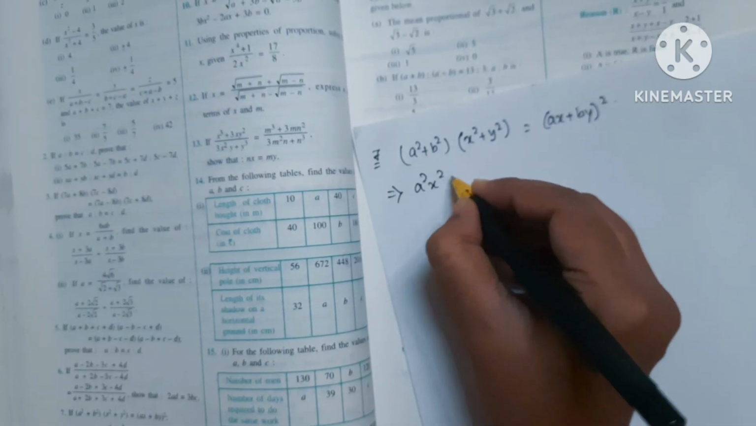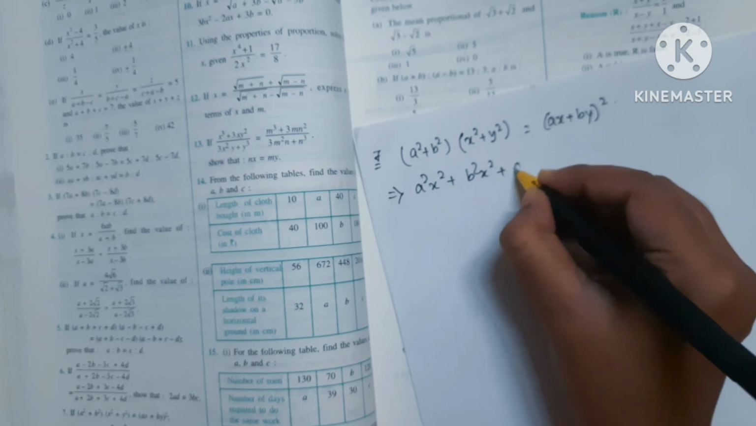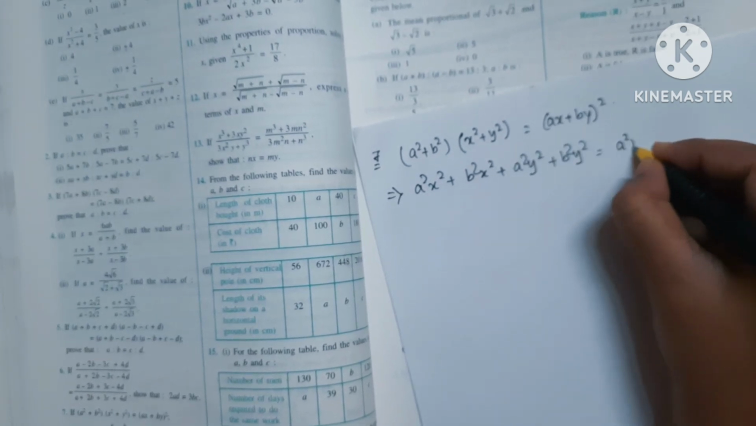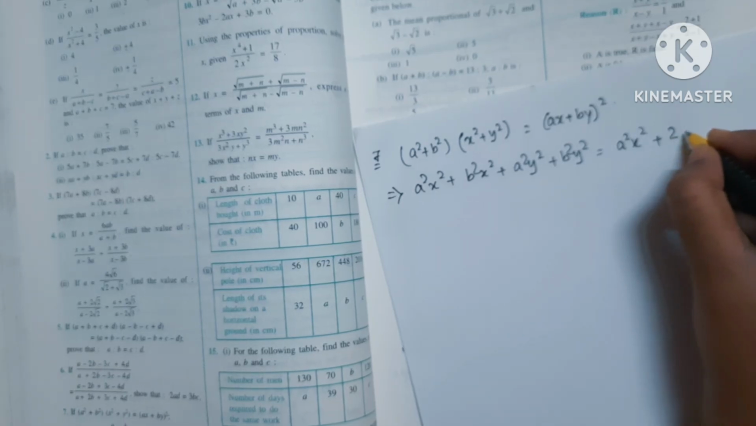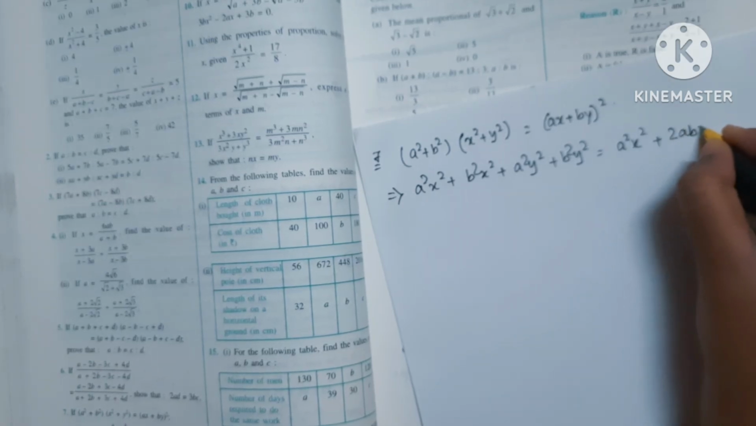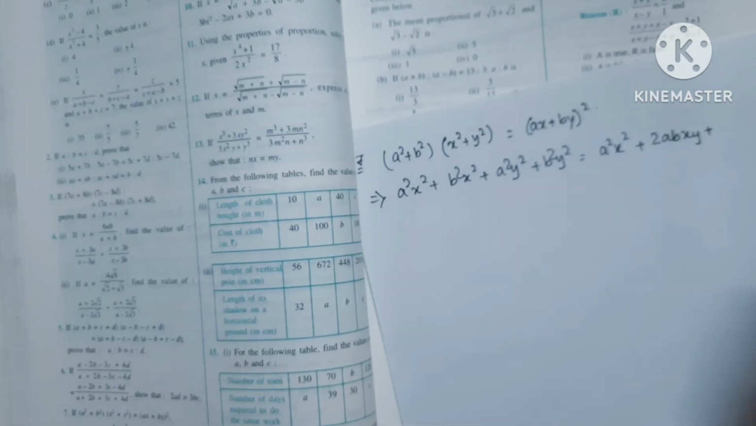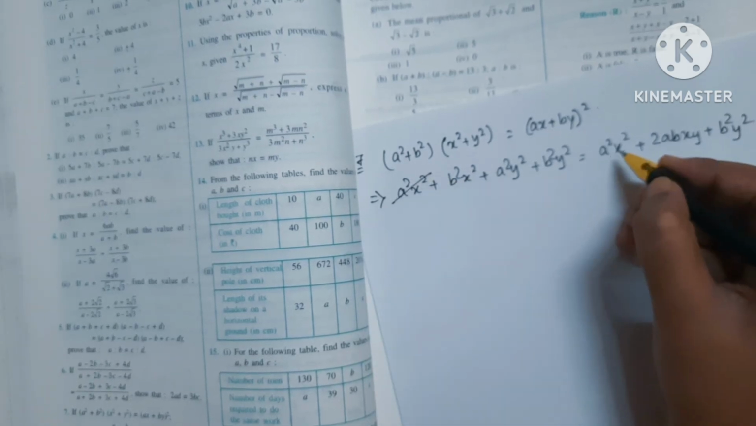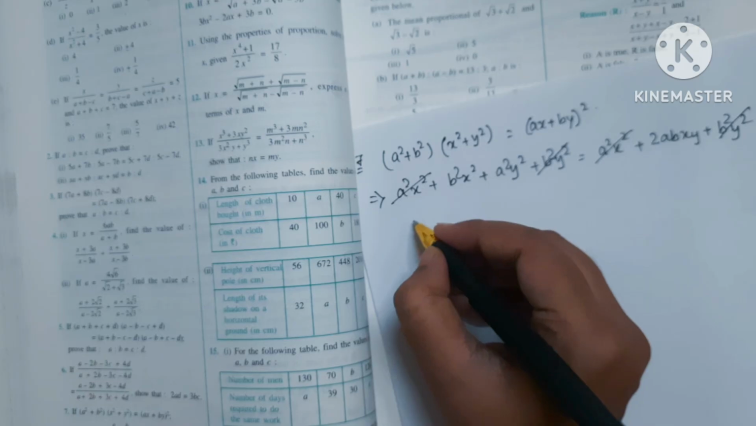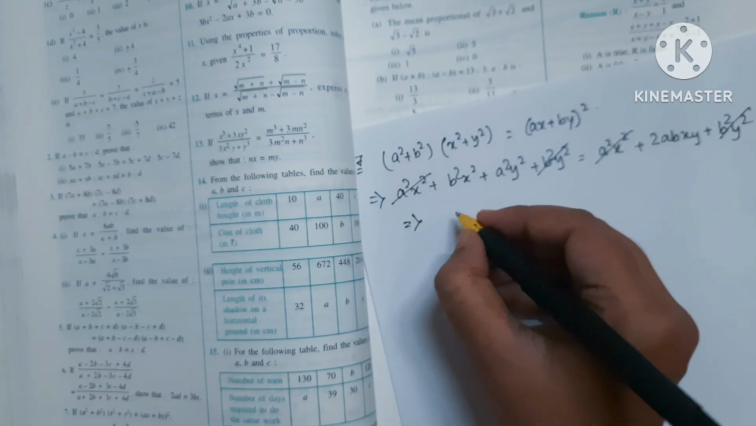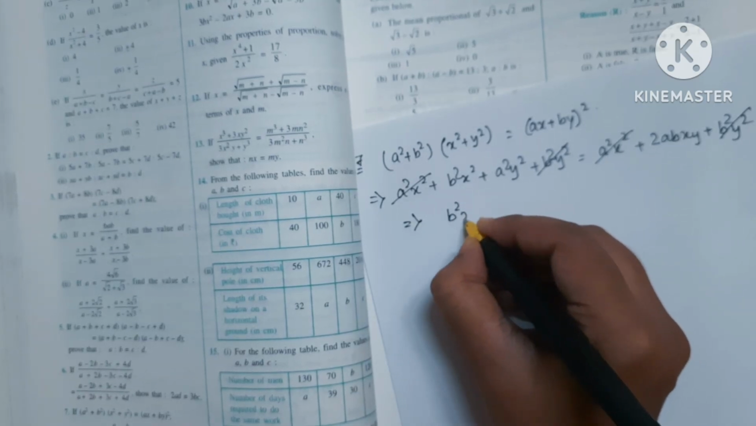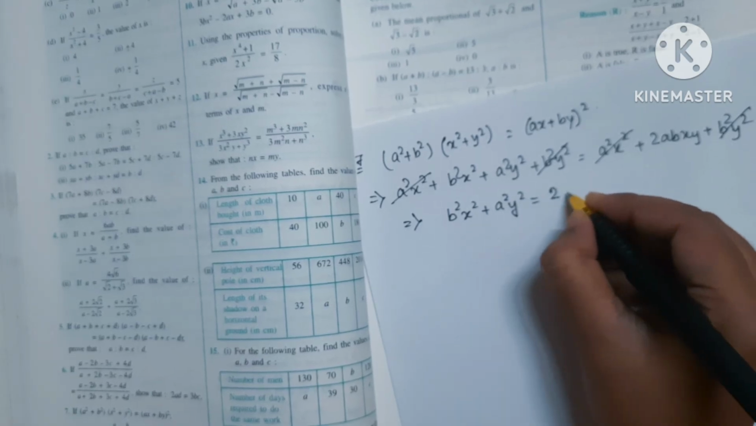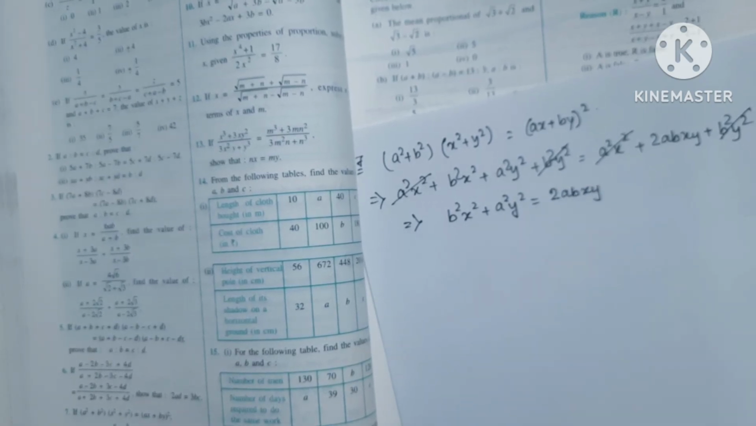a square x square plus b square x square plus a square y square plus b square y square is equal to a square x square plus 2abxy plus b square y square, right? Now you can cancel out these two terms and those two terms. Now see this one: b square x square plus a square y square is equal to 2abxy, right?